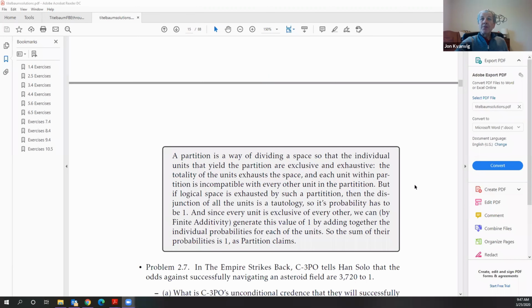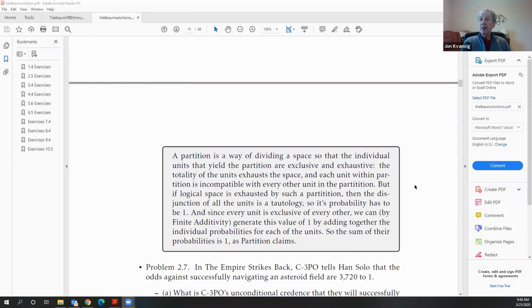So here's what I write. A partition is a way of dividing a space so that the individual units that yield the partition are exclusive and exhaustive. The totality of the units exhausts the space, and each unit within the partition is incompatible with every other unit in the partition. But if logical space is exhausted by such a partition, then the disjunction of all of the units is a tautology. You're either in unit 1 or 2 or 3 or n. So its probability has to be 1.